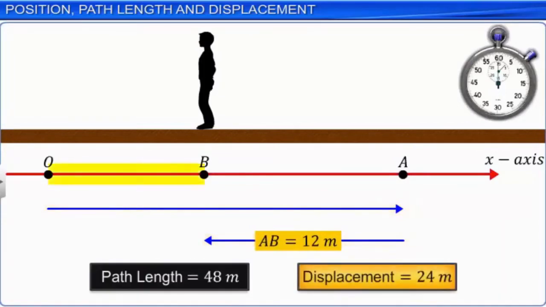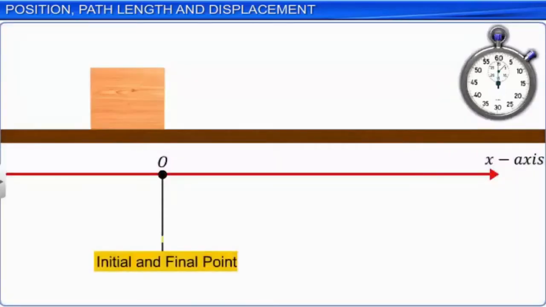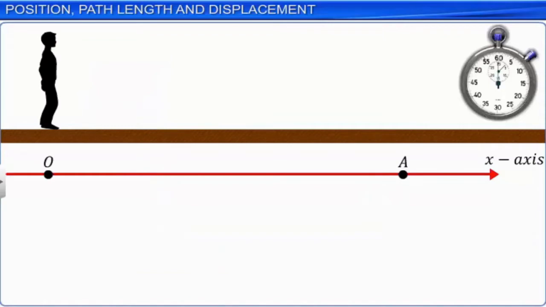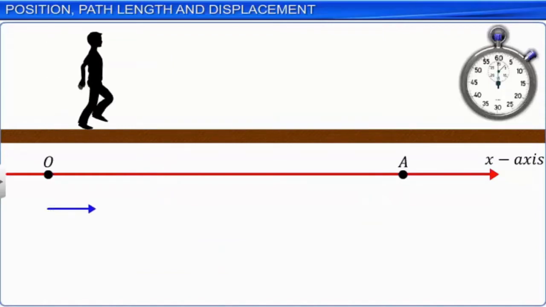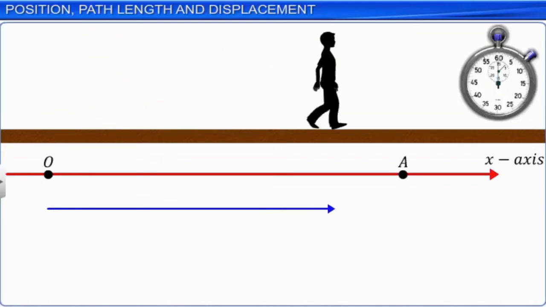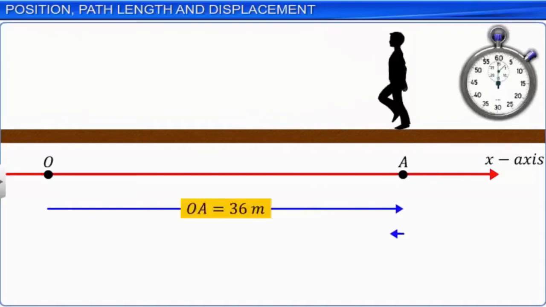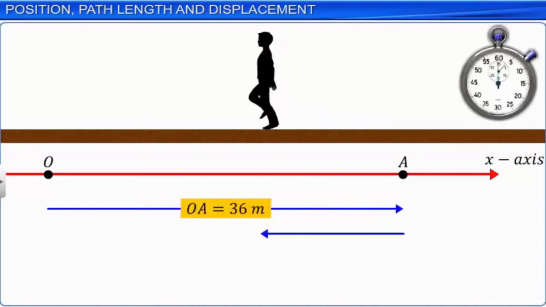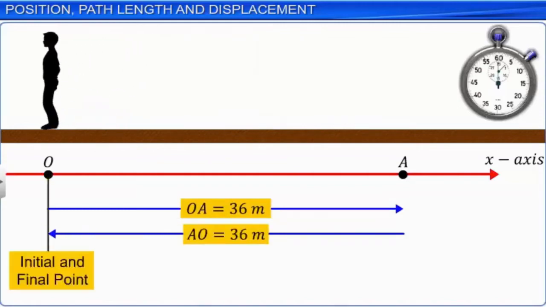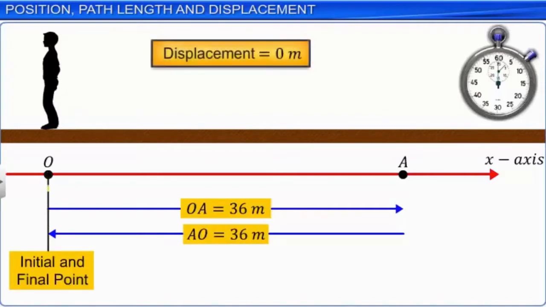There may be cases where the displacement of an object is zero, even though it has moved, but its path length will not be zero. For example, the man starts from O, goes to A, and comes back to O. The final and initial position of the man being the same, his displacement is zero. However, the path length of his journey is 72 meters.